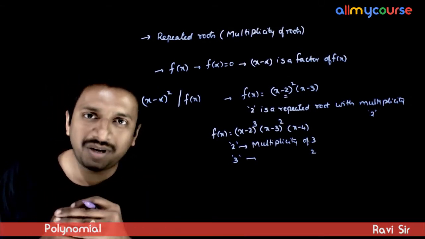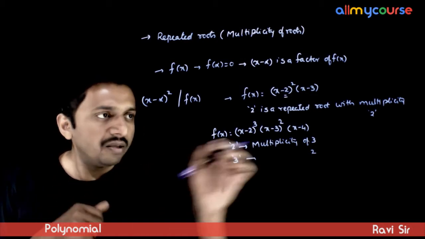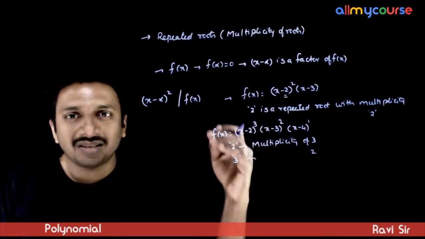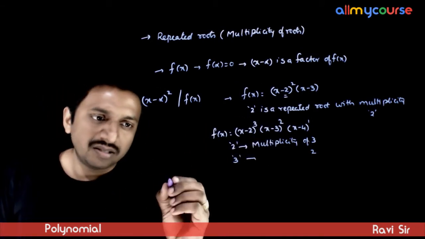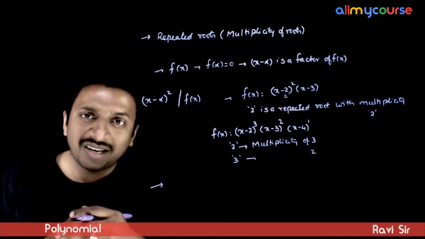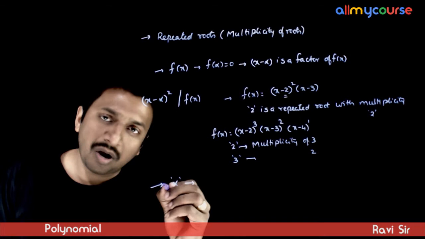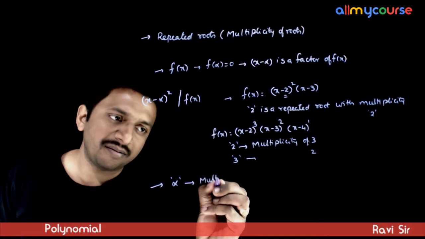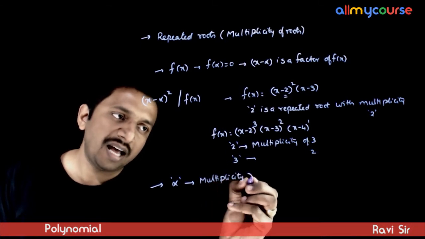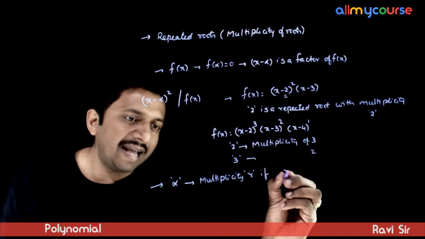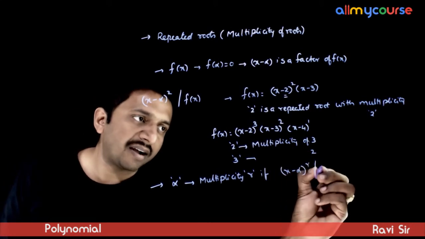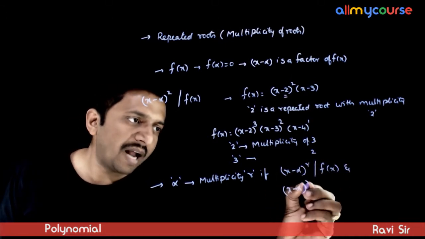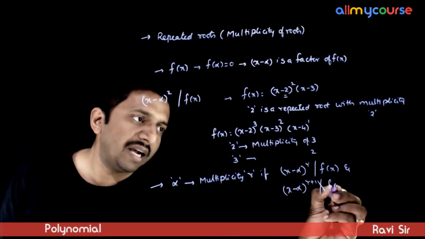So the multiplicity of a repeated root is more than 1. For a general root, the multiplicity is 1. For a repeated root, the multiplicity is more than 1. So if I have to give it a definition, alpha is called a root of f of x with multiplicity r if (x minus alpha) to the power r divides f of x, and (x minus alpha) to the power r plus 1 does not divide f of x.